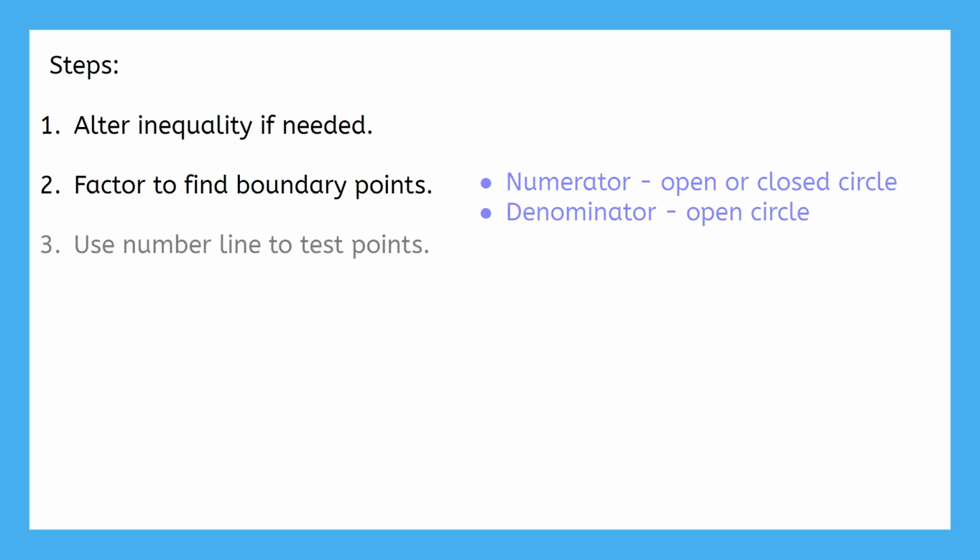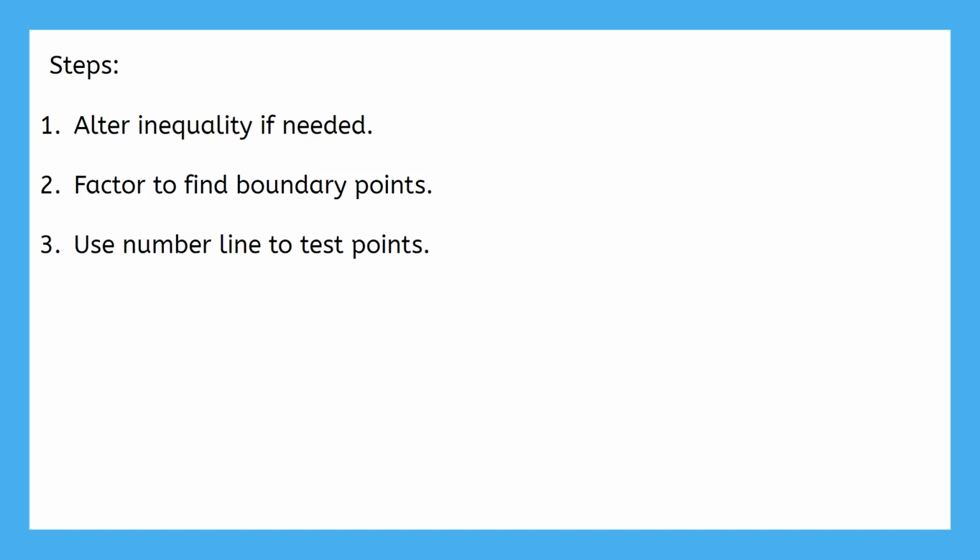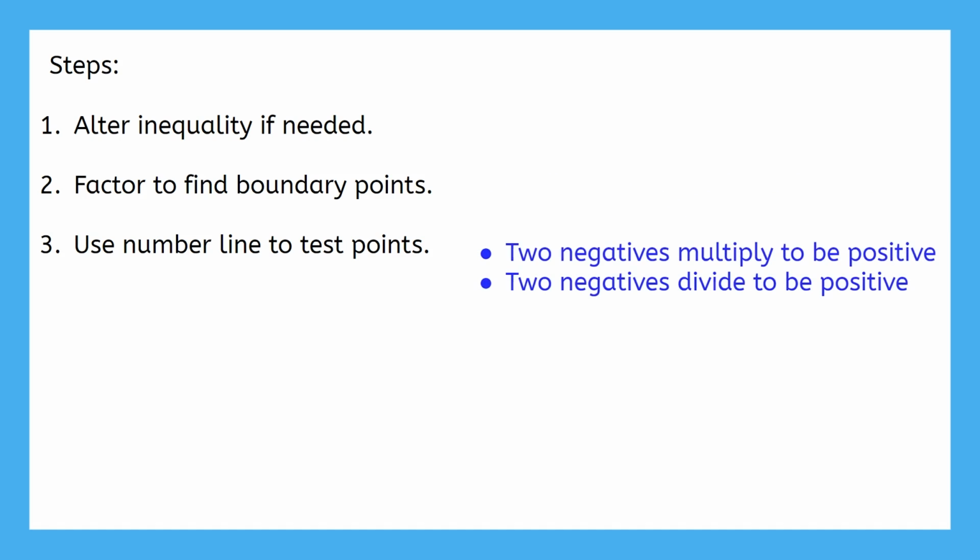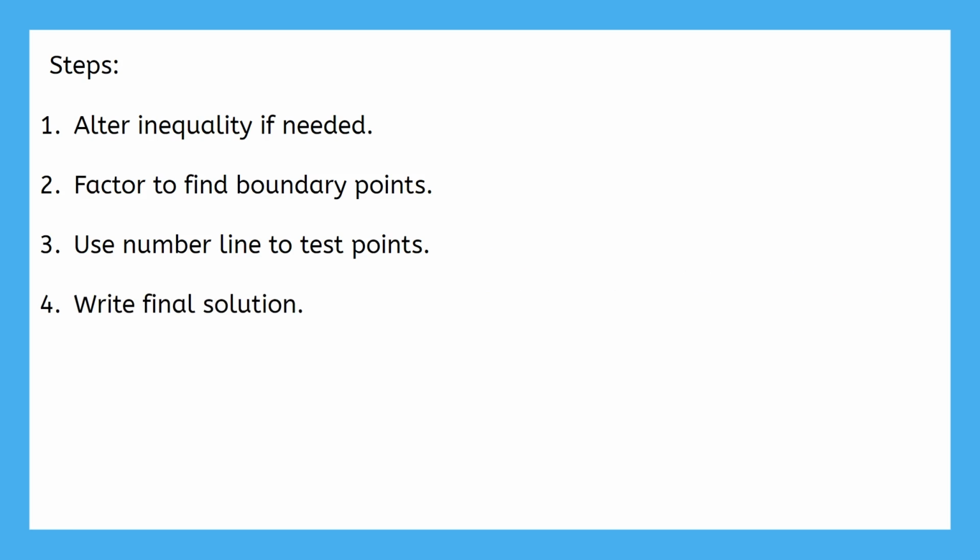Then, we'll use a number line to test points within each of the boundaries we created in step 2. For this step, we need to remember that two negatives multiply and divide to be positive. Our last step is to write the final solution. Although you may have experience writing your solutions in other forms, we're going to be using inequality symbols to write our solutions in this lesson.